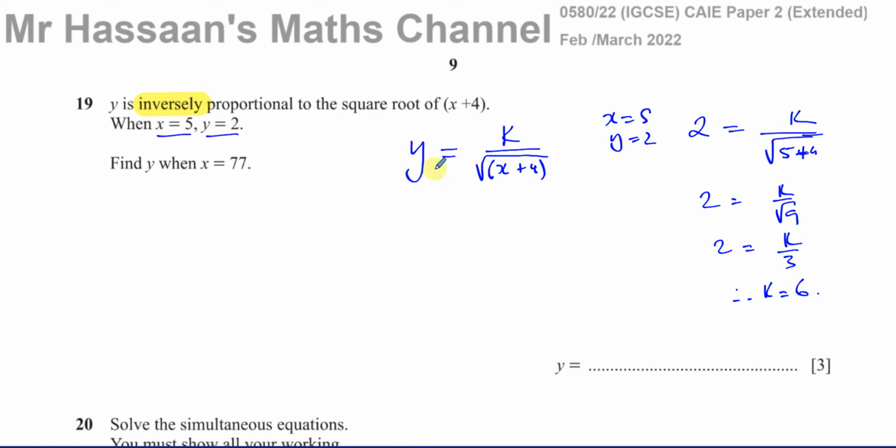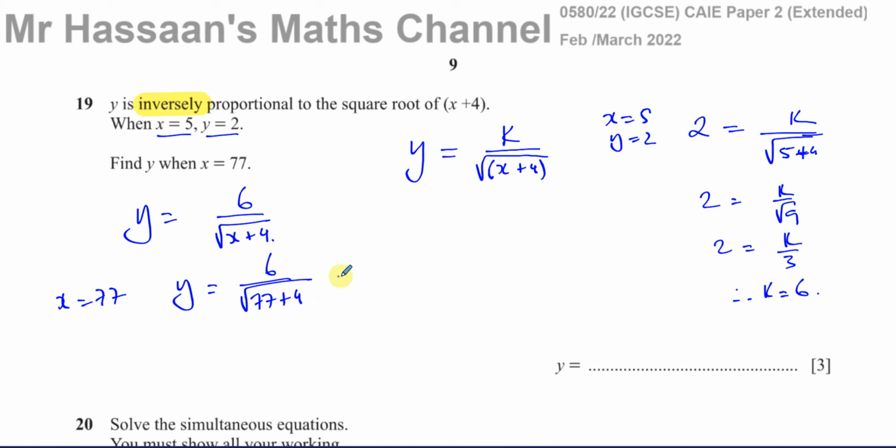we now know what k is, so we can say y is equal to 6 over the square root of x plus 4. Now we want to find y when x equals 77, so we can say y equals 6 over the square root of 77 plus 4, which is 6 over the square root of 81, which is 6 over 9. Square root of 81 is 9, so y is equal to 2/3. And there's the answer to question number 19, a typical question on inverse variation.